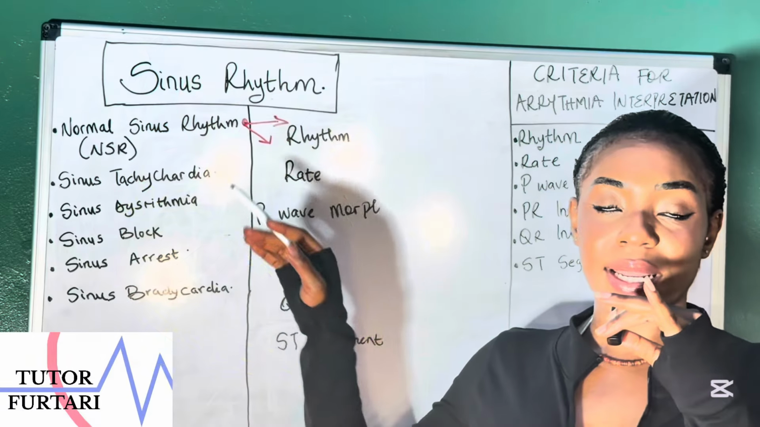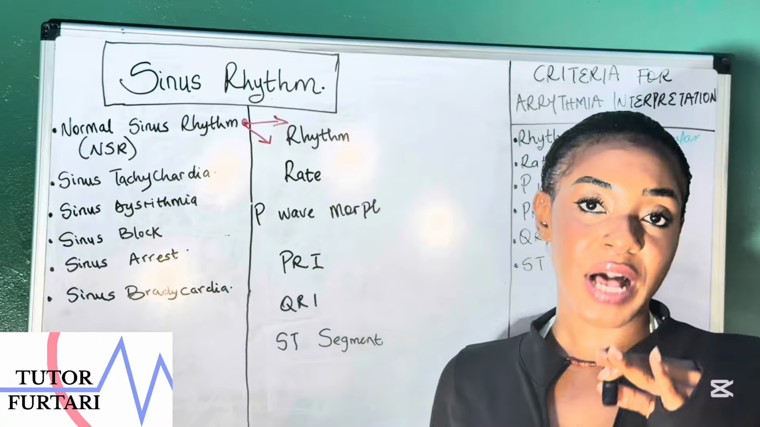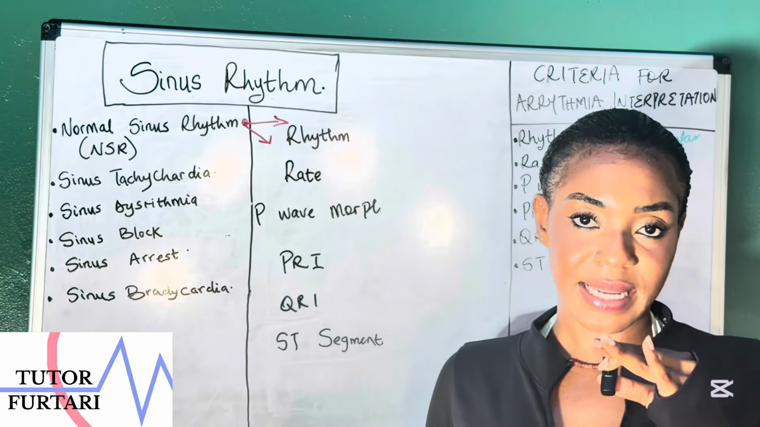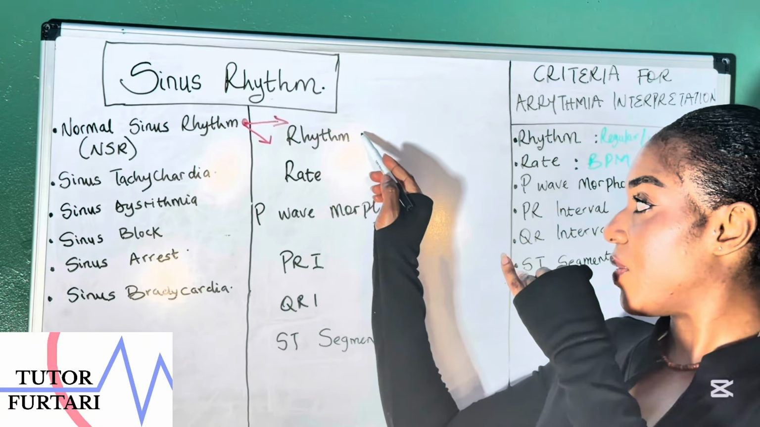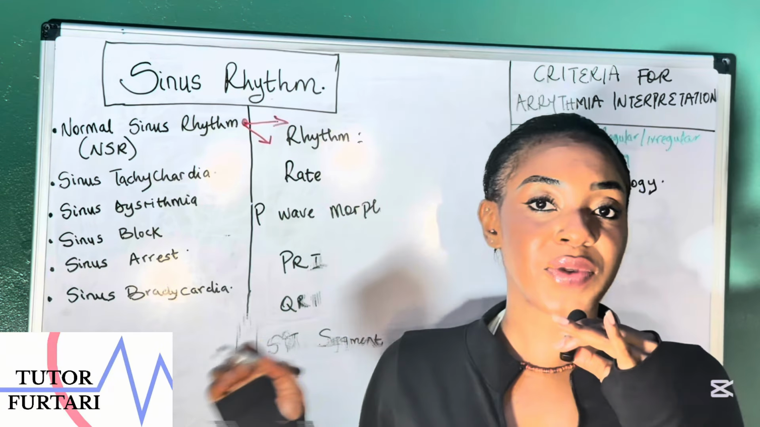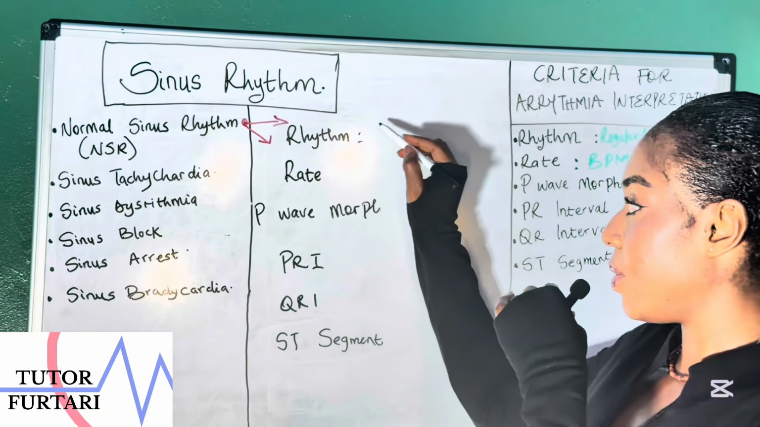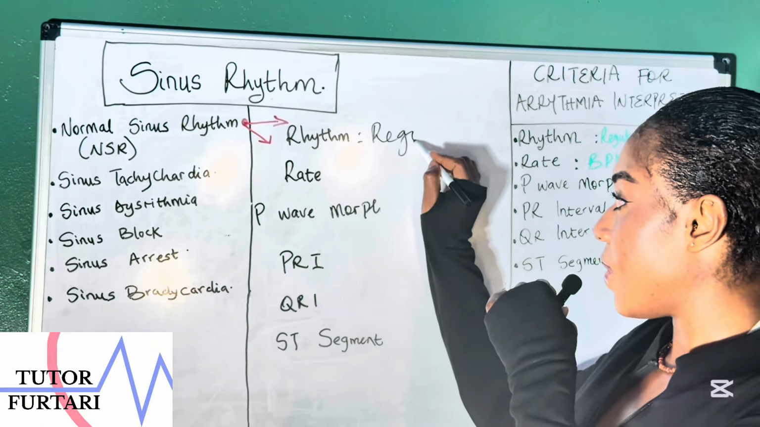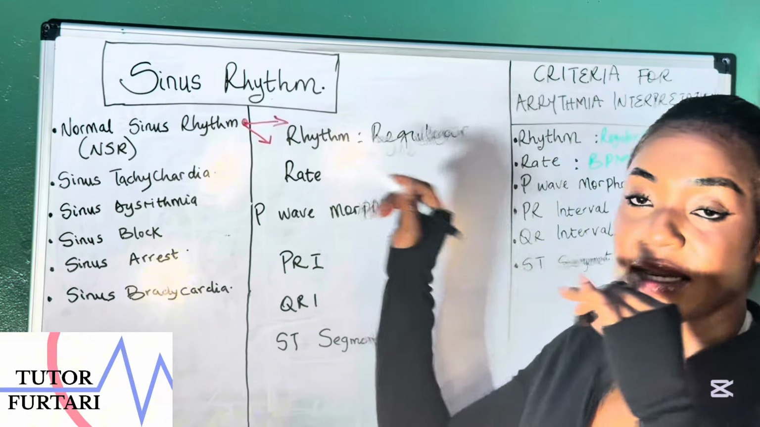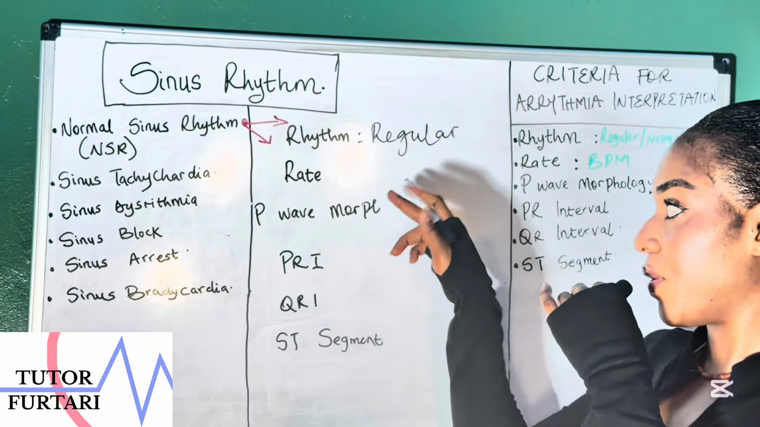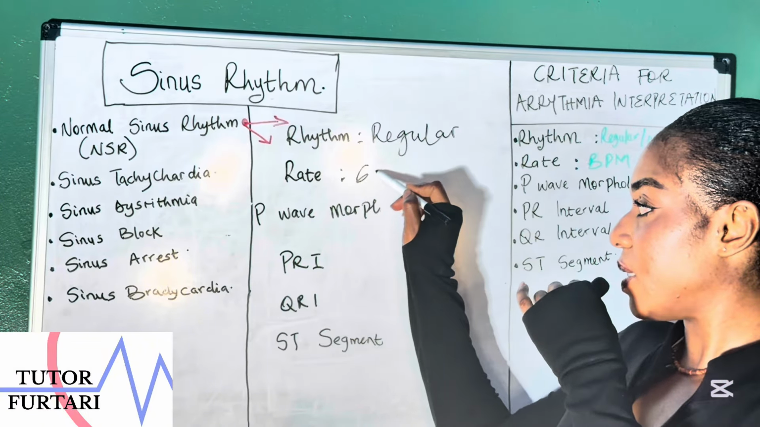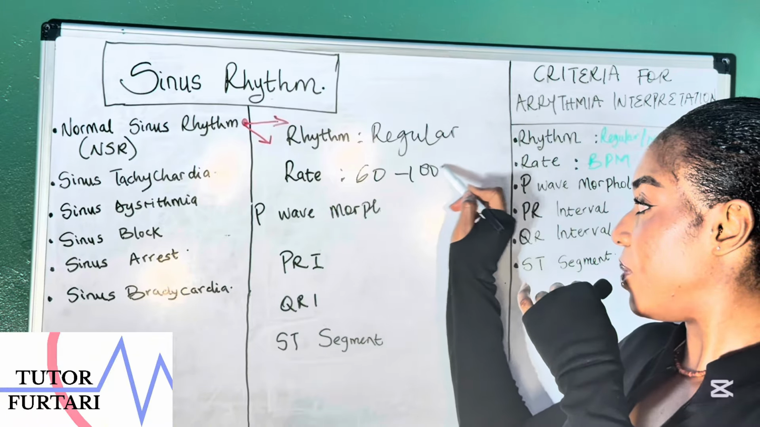So how can we identify that this is a sinus rhythm we're interpreting? First thing first, the rhythm. We need to ask the question, is it regular or irregular? It is always regular. Sinus rhythm is expected to have a regular rhythm. The rate is always expected to be between 60 to 100 beats per minute.